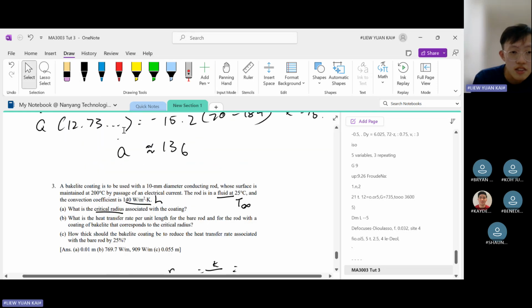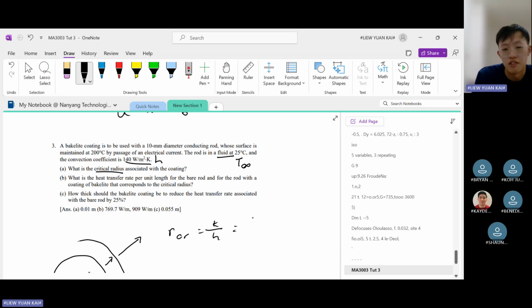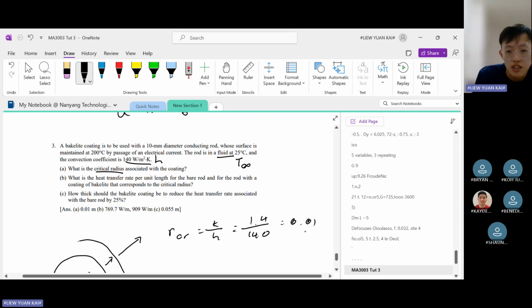So let me check. Okay. The Bakelite conductivity, you can find it in your book. So the data will say k is given, and this is found in the textbook. And then the value of h is given to us, 140. So this will be 0.01. That's how we get the answer.